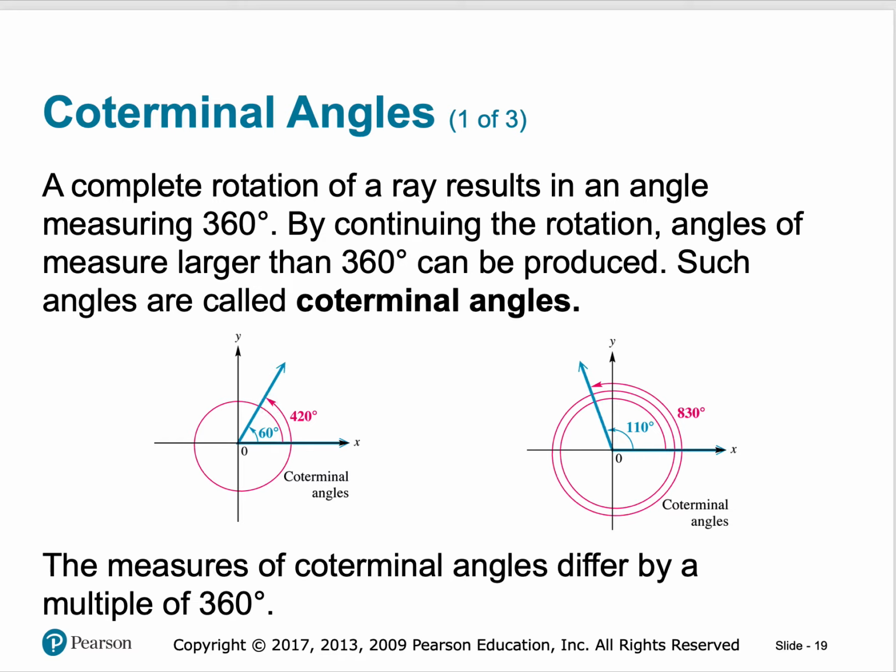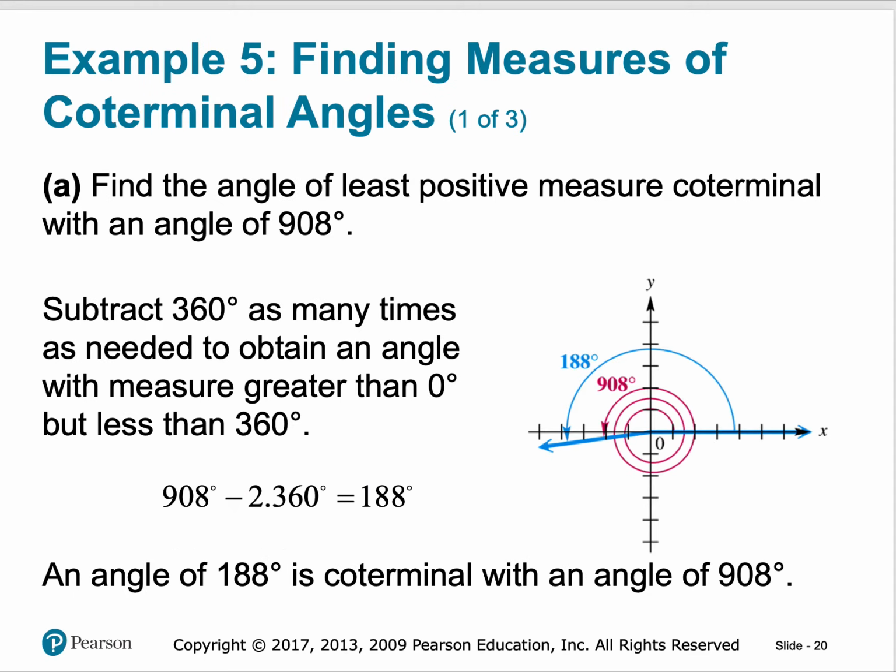A great way to think about this is very similar to reducing fractions. When we're reducing angles, we're subtracting 360 from them, just like when you reduce a fraction, you're dividing the numerator and the denominator by some factor. So if I have a measure of 908 degrees, the way we can find an angle we can actually do the math with is to subtract 360 until we get a value between 0 and 360.